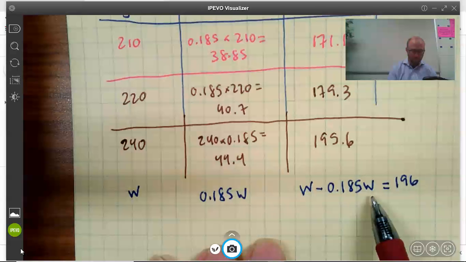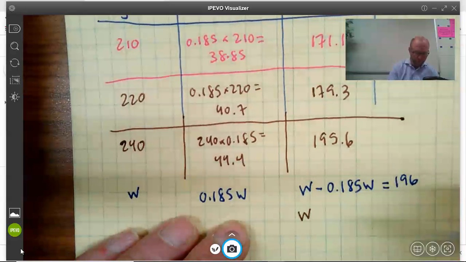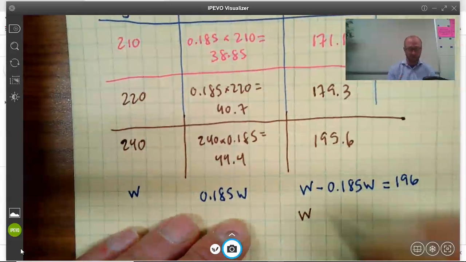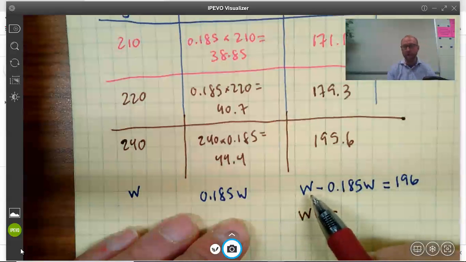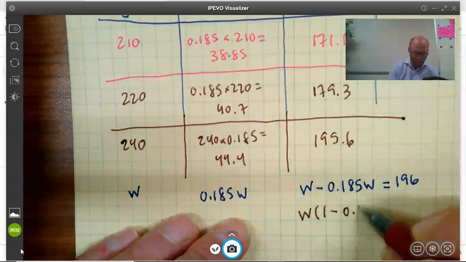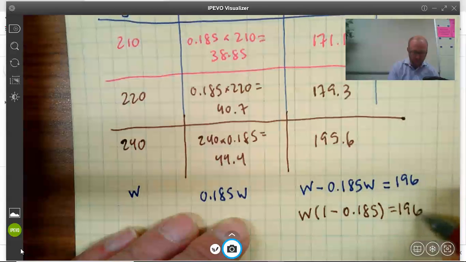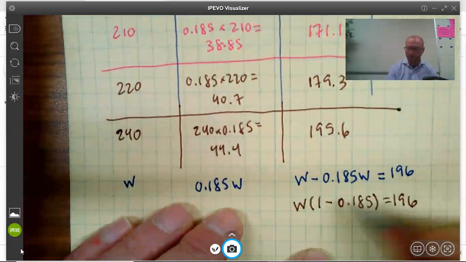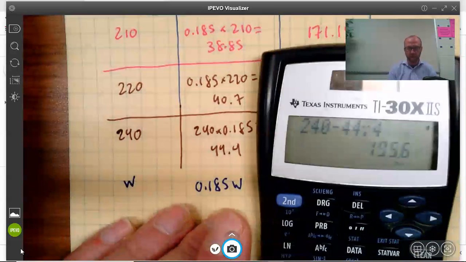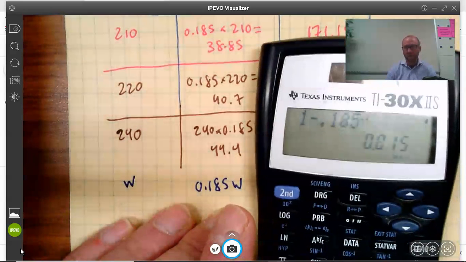I'm going to start by dividing out a W from each of these. I could think of this as combining like terms. If I divide W by itself, I just get 1, so it's 1 minus 0.185 times W equals 196. Then I can just divide by this whole 1 minus 0.185, which is just a number I can punch into my calculator. 1 minus 0.185 gives me 0.815.